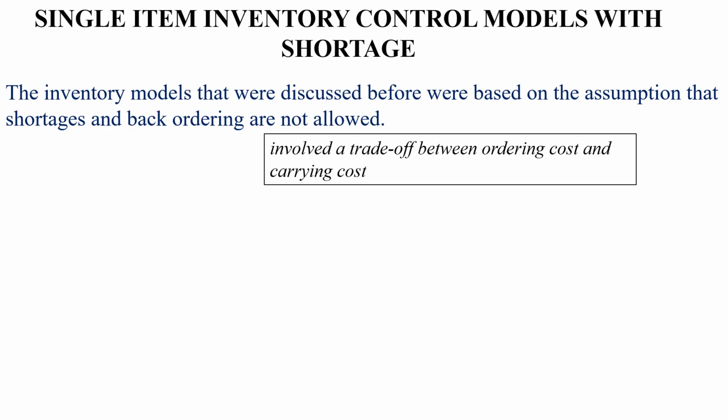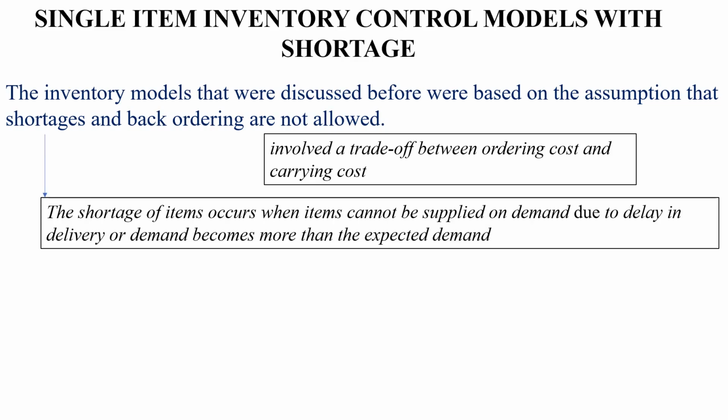In the previous model, we considered the variable cost in terms of the ordering cost and the carrying cost. Then we determined the EOQ. Here we discuss the inventory control with shortage. Now the question will be raised: what is meant by shortage?